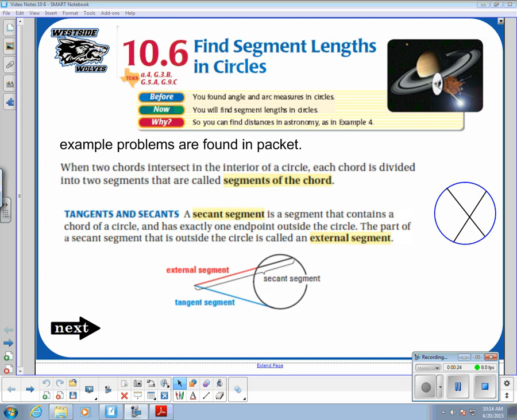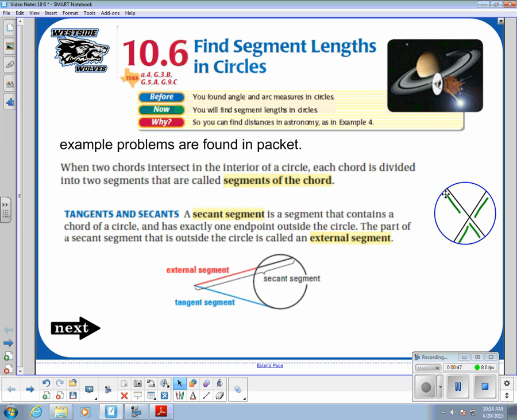So let's go over a little bit of vocabulary. All the example problems for today will be found in your packet, but this little bit of vocabulary will not be found there. So when two chords intersect in the interior of a circle, each chord is divided into two segments that are called segments of a chord. So these over here are segments of a chord. So there are four different segments. There are two segments for each chord.